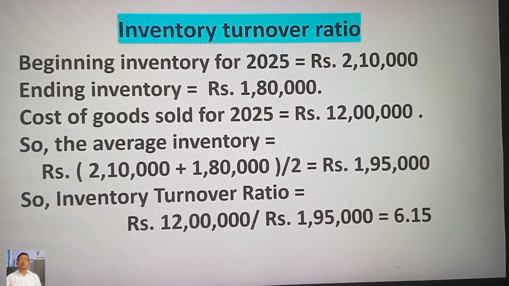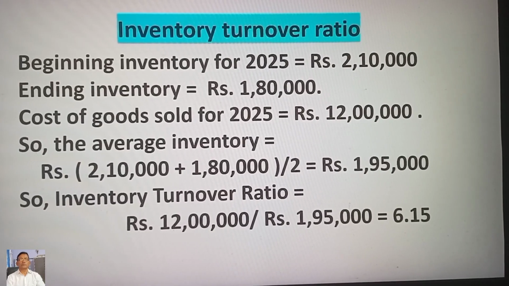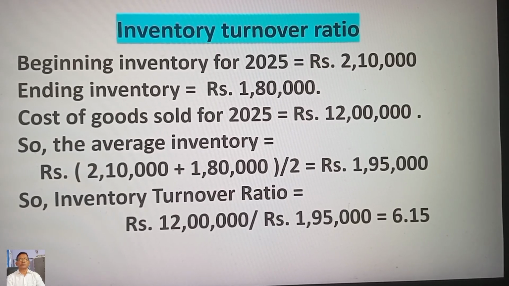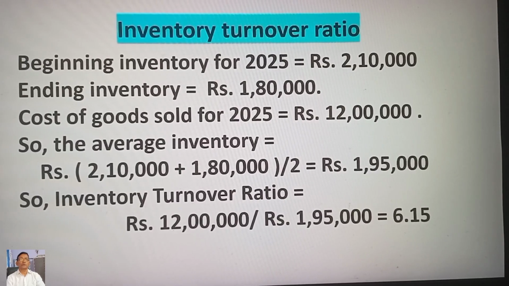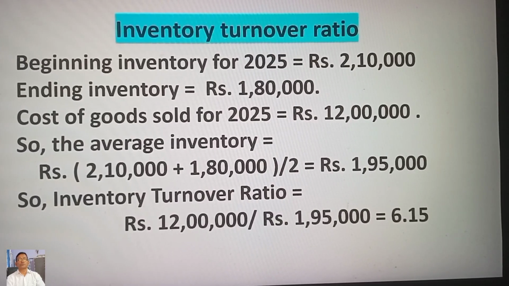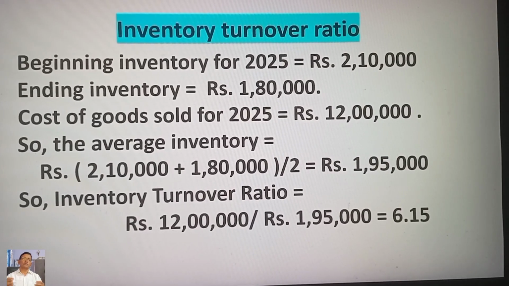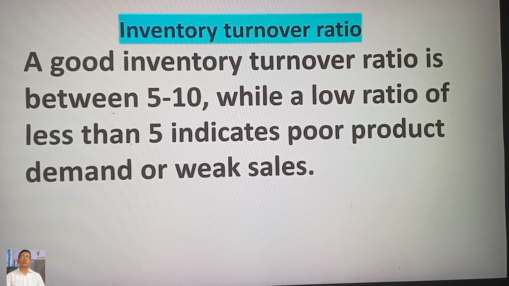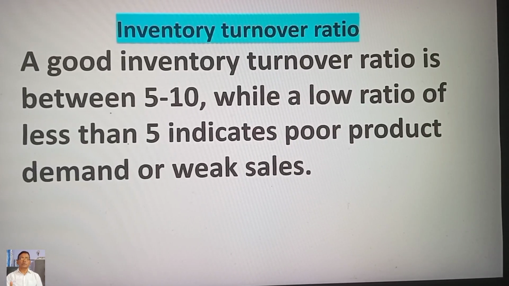The result above indicates that the company's inventory turnover for 2025 was 6.15. It means that inventory levels turned over 6.15 times during the year. This implies that the company is efficiently utilizing its inventory to generate sales. A good inventory turnover ratio is between 5 to 10, while a low ratio of less than 5 indicates poor product demand or weak sales.